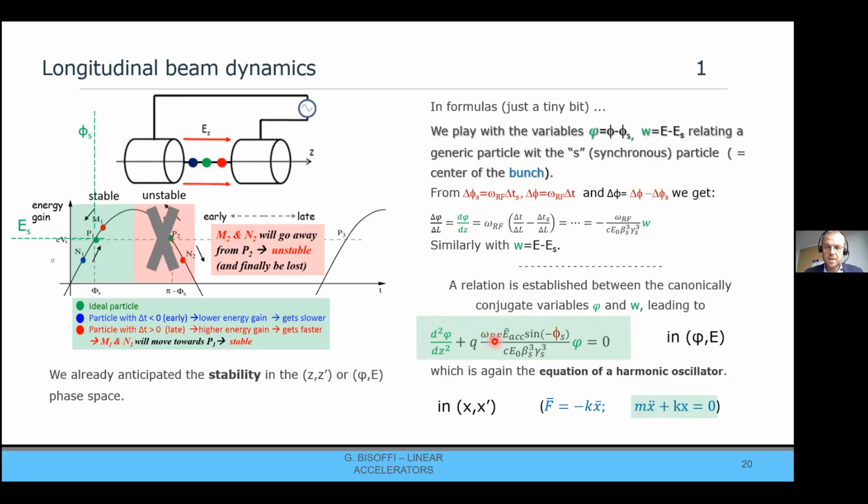Again, it is very similar to the equation of motion of the harmonic oscillator. Here you see that you only have phi, here you only have x, but with a double derivative of x, and here you have a double derivative of phi. So again, really, it is very similar to the harmonic oscillator.